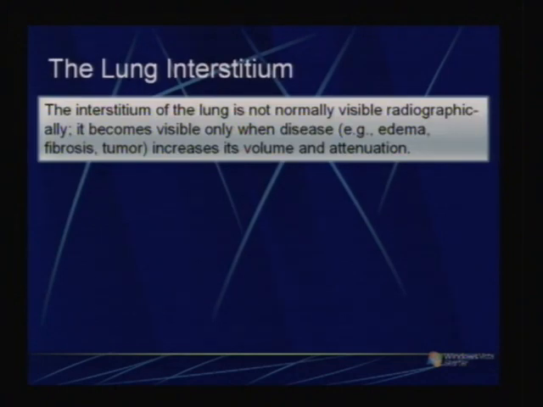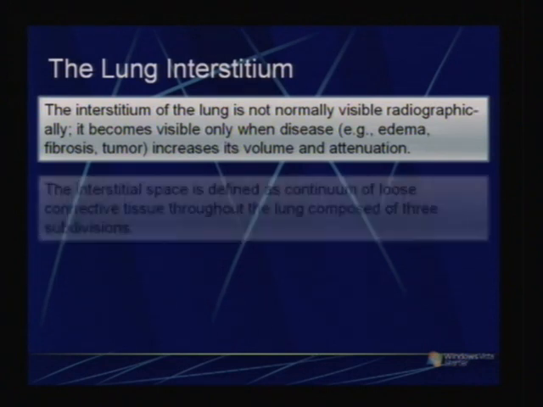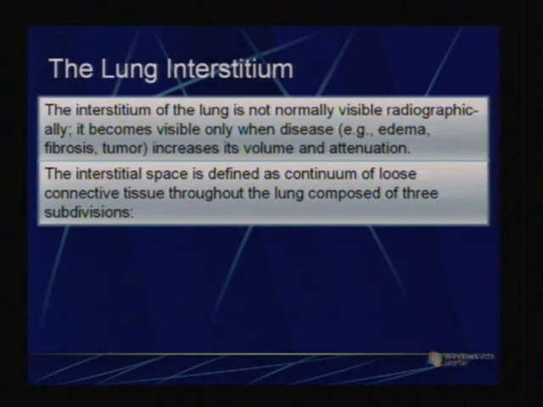Now, what is interstitial lung disease? It has been very clearly elucidated in the pathology class. It is the disease of the interstitium and the surrounding alveoli. The interstitium of the lung is normally not visible, even in a high resolution CT scan, till it becomes diseased by either edema or fibrosis or tumor. Then its volume and attenuation change, and we are able to see the various components of the interstitium.